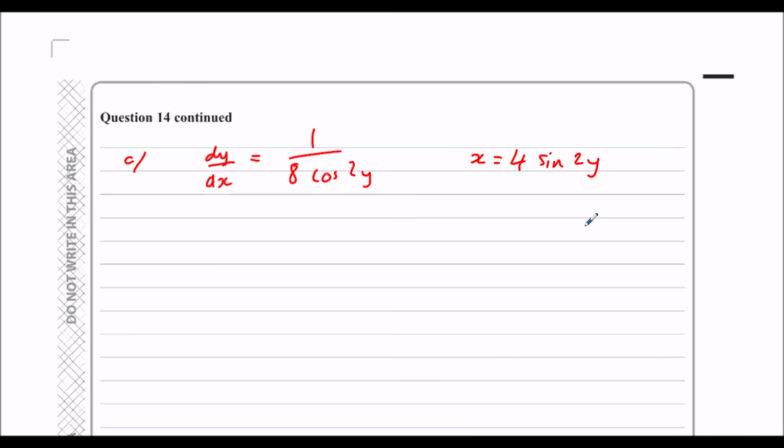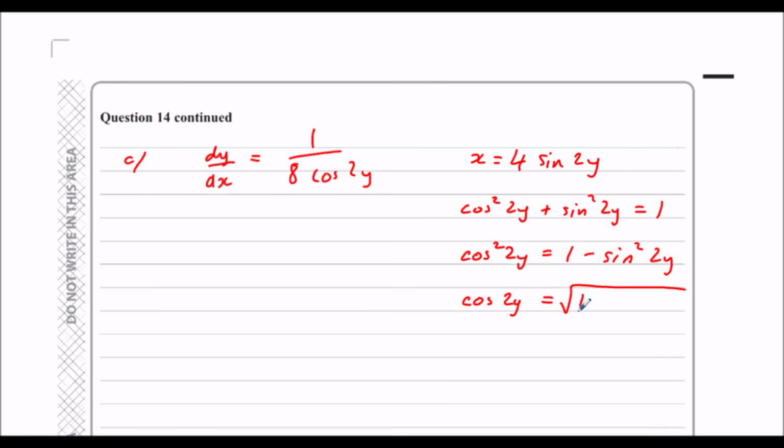So how can we change this into this? Well, we can change cos into sine using cos squared. So cos squared 2y plus sine squared 2y is equal to 1. Cos squared x plus sine squared x equals 1. So to get cos 2y by itself, cos squared 2y will be 1 minus sine squared 2y, and then we square root to get cos 2y by itself. So cos 2y is the root of 1 minus sine squared 2y.